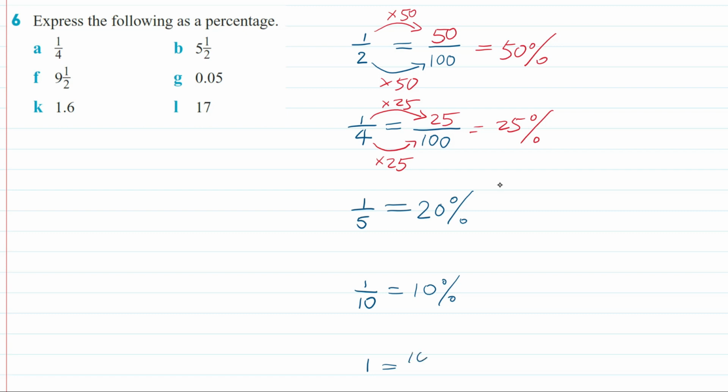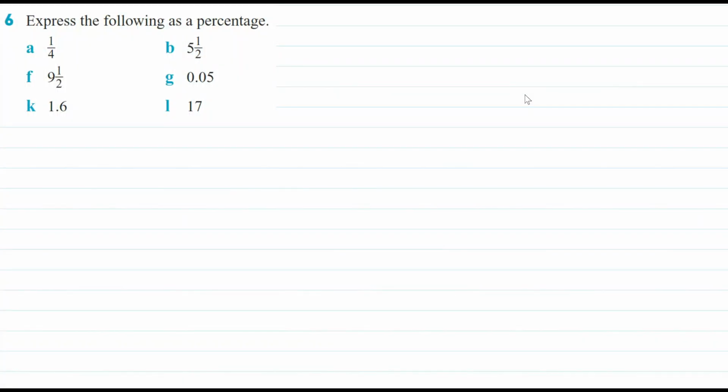So remember that any whole number, well, in particular this 1, can be written as a fraction of a number over itself. I've picked 100 because I like to create a fraction over 100. So now I can rewrite this as 100%. Let's have a look at question 6. In question 6, I'm going to first start with part B. In part B, you have the fraction 5.5.